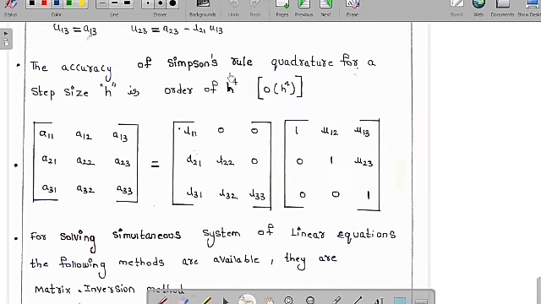The accuracy of Simpson's rule quadrature for steps of h is of the order of h to the power 4. I have already told you the error by using Simpson's rule is directly proportional to h to the power 4, whereas the error by using the trapezoidal rule is directly proportional to the square of h. Similarly here, this matrix you can write as the product of a lower triangular matrix and an upper triangular matrix, and after simplification we can get these unknown values.